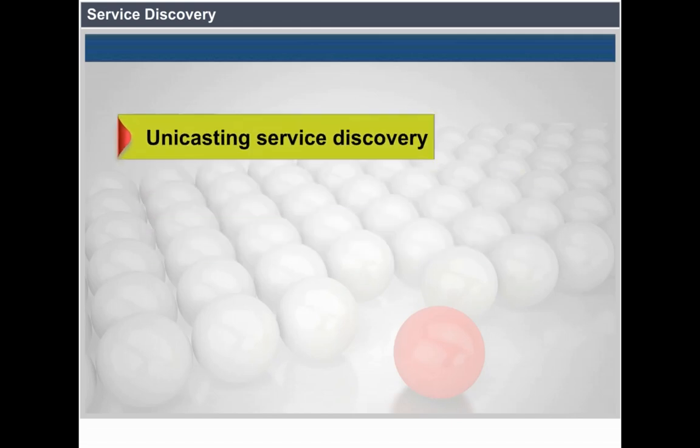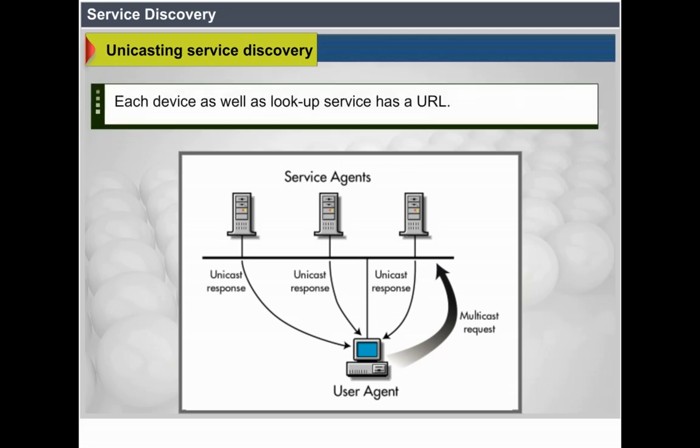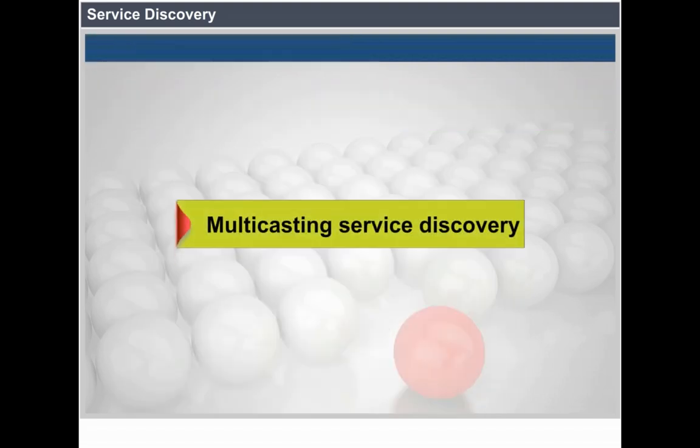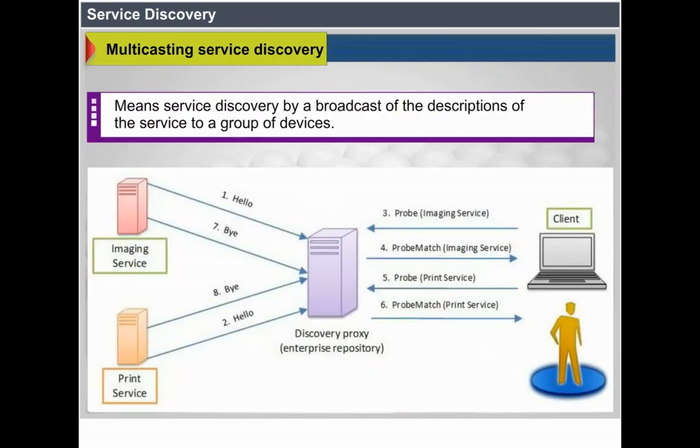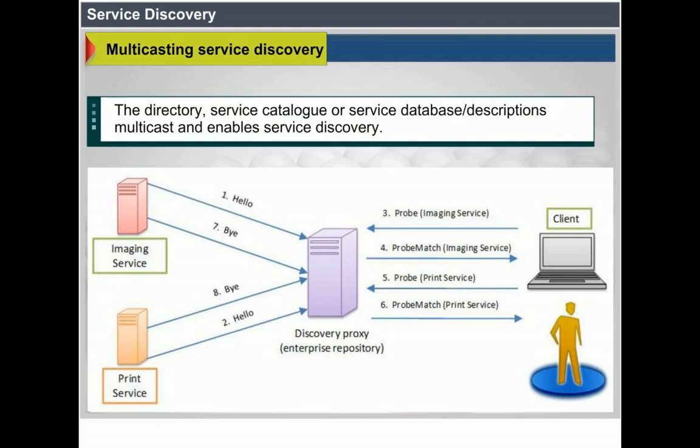Unicasting service discovery. Unicast using TCP/IP or any other SDP means that the service discovery is directly by connecting to the lookup service database/descriptions. Each device as well as lookup service has a URL. These interact through unicasting. Multicasting service discovery means service discovery by a broadcast of the description of the service to a group of devices. The directory, service catalog, or service database descriptions are multicast and enable service discovery.